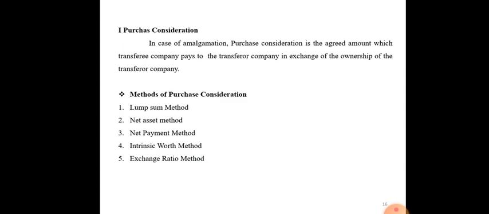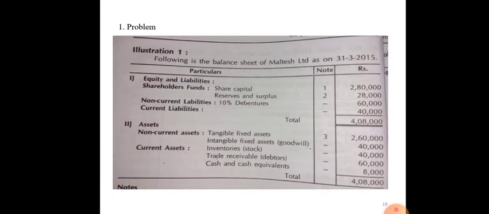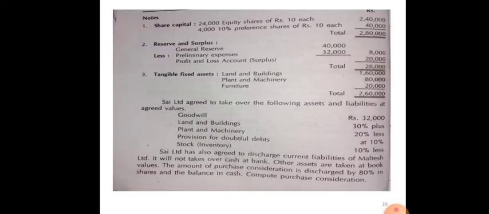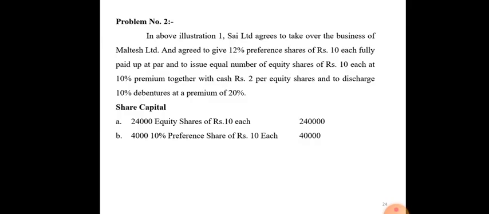So see here, illustration 1, in the format, equity and liabilities, under that share capital, note number 1, 2,80,000 is there. Now in this note number 1, share capital, 24,000 equity shares are there, and each share price is rupees 10. The total amount is rupees 2,40,000, and next 4,000 10% preference shares of rupees 10 each, rupees 40,000. Okay, the total share capital is rupees 2,80,000. So these both the shares we have to take, 24,000 equity shares and 4,000 preference shares. In this slide also, I have taken it as it is.